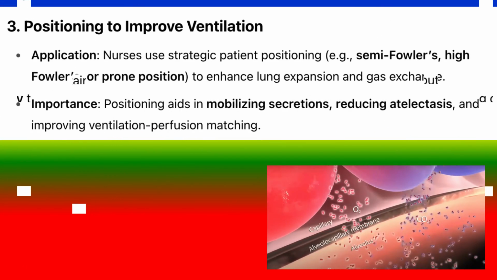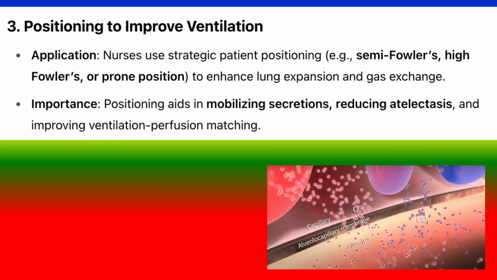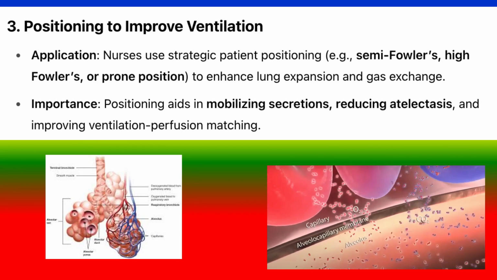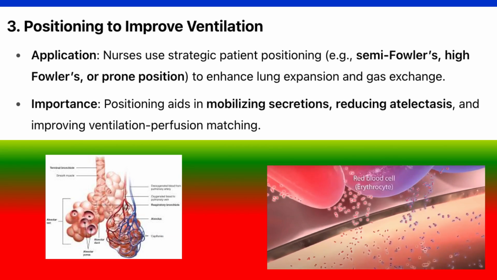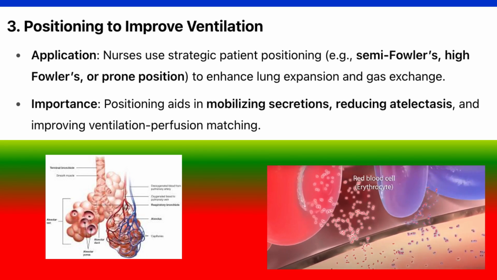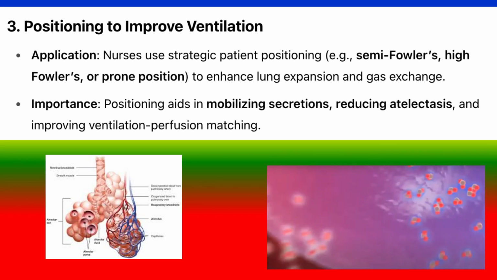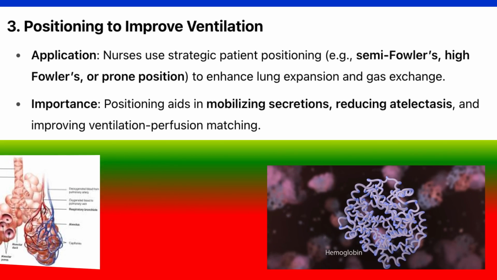3. Positioning to improve ventilation. Application: nurses use strategic patient positioning, e.g. semi-Fowler's, high Fowler's, or prone position to enhance lung expansion and gas exchange. Importance: positioning aids in mobilizing secretions, reducing atelectasis, and improving ventilation-perfusion matching.